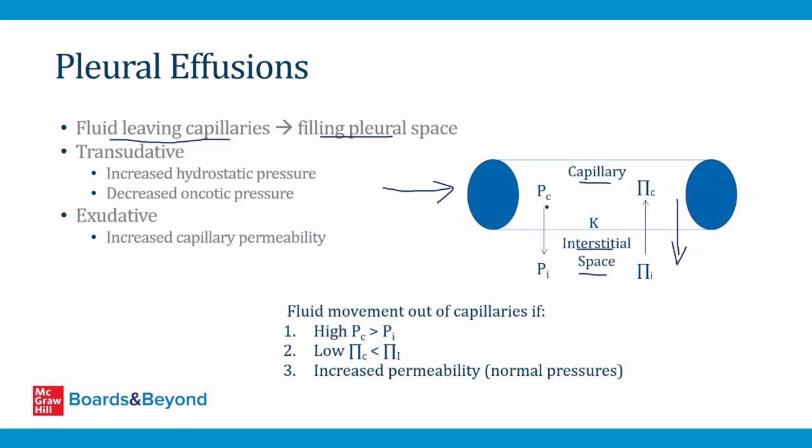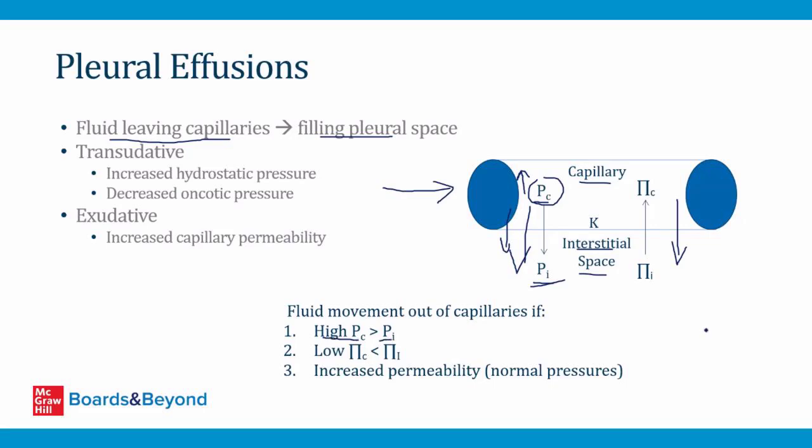Well, the first thing that can make that happen is a difference between the hydrostatic pressure P sub C in the capillary and the hydrostatic pressure P sub I in the interstitial space. If PC is greater than PI, then fluid is going to move in this direction out of the capillaries. Hydrostatic pressure is like your blood pressure. It represents the forces of molecules pushing against the walls of a vessel. And so if the hydrostatic pressure in the capillary goes up and becomes higher than P sub I, then you're going to get fluid moving in this direction. And that's one way you can get a pleural effusion, is if you have a high P sub C that's greater than P sub I.